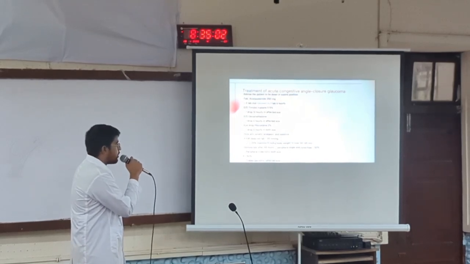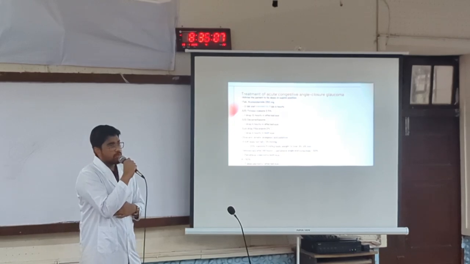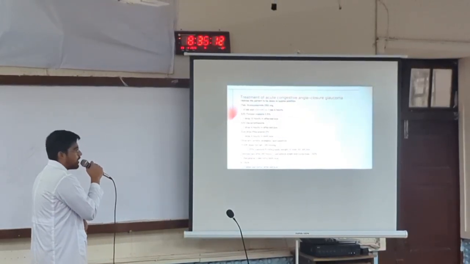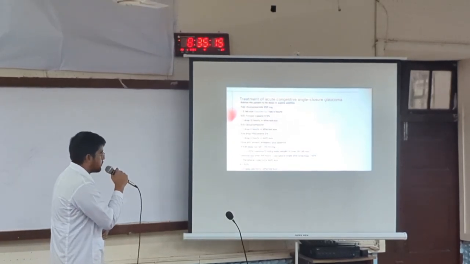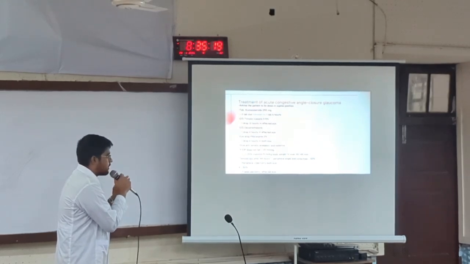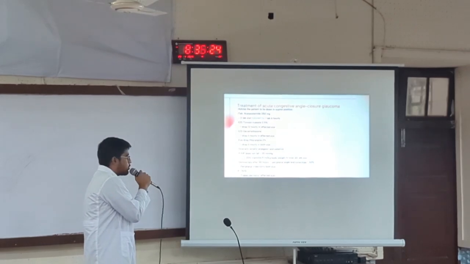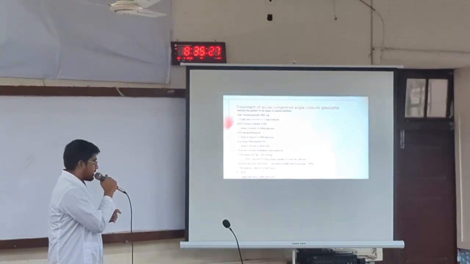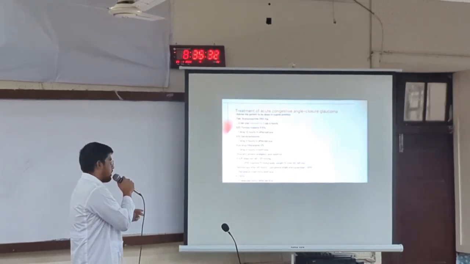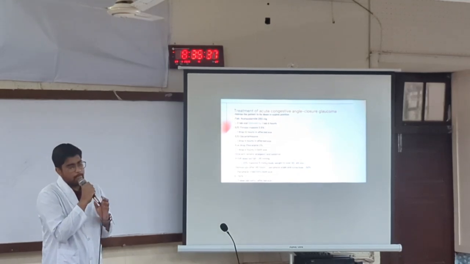Then if intraocular pressure does not fall below 35 mm mercury, we have to give 20% mannitol 5 ml per kg body weight intravenously over 30 to 45 minutes. After that, we need to do gonioscopy after 48 hours. If peripheral anterior synechia is less than 50%, we have to do peripheral iridectomy in both eyes. And if more than 50% of anterior synechia is present, we have to do trabeculectomy of the affected eye.